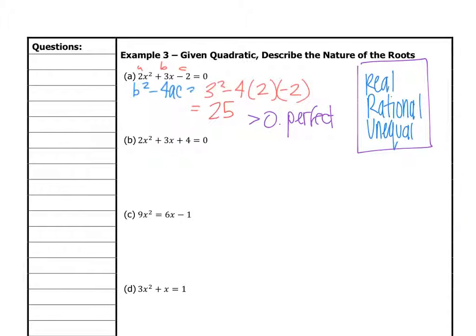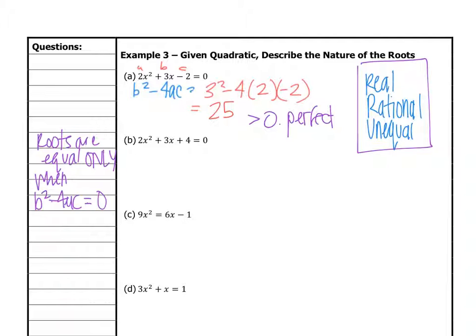The only time the roots are equal is when b squared minus 4ac equals 0. That's the only time the roots are equal, when it's equal to 0. All the other times it's not equal to 0.